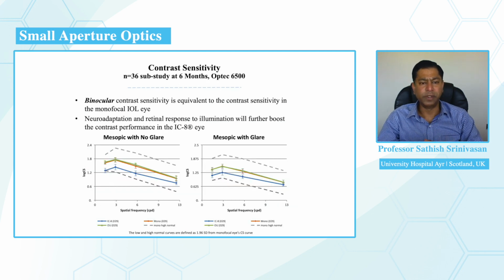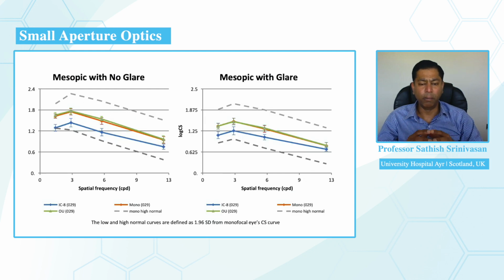This is the contrast sensitivity data at 6 months where binocular contrast sensitivity was tested, and this is equivalent to the contrast sensitivity in the monofocal eye, and neuroadaptation and retinal response to illumination will further boost the contrast performance in the IC8 eye. Even though monocularly the IC8 eye has slightly reduced contrast compared to the monofocal eye, the binocular contrast sensitivity shows no difference when compared to the monofocal IOL implanted eye.